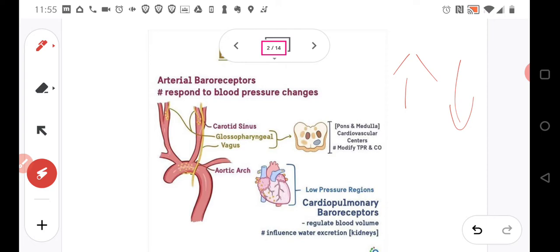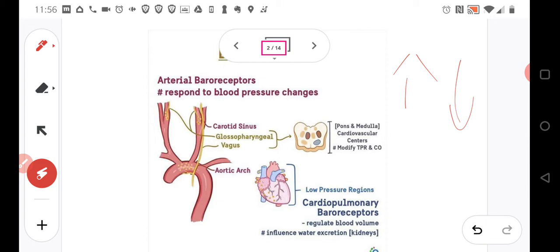So, in case the blood pressure drops, for example, the organism will increase the speed with which the heart beats and will constrict the blood vessels in order to get back to homeostasis, in order to get back to the balance.